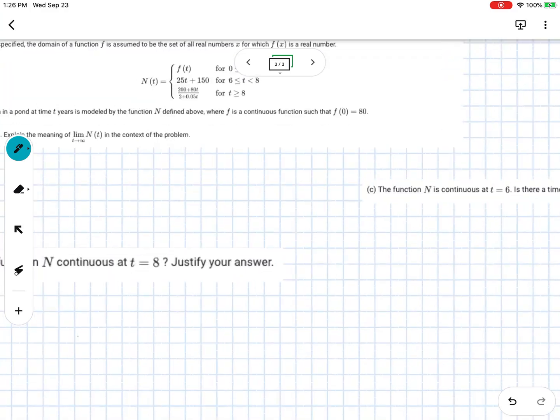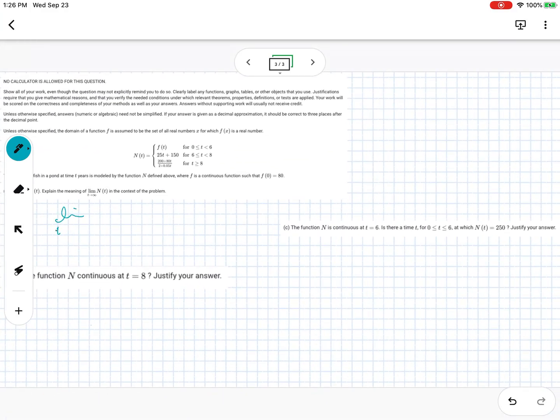And just quickly in the next, because I have class in 4 minutes, let me just race through this here. So this is just a classic IVT problem. So the limit as t goes to infinity of n of t. So we're going to plug it into this one right here, 200 plus 80t over 2 plus 0.05t. Why? Because going to infinity would only be the values that are greater than 8. And this comes out to 80 over 0.05, so that's 8,000 divided by 5, which is equal to 1600.